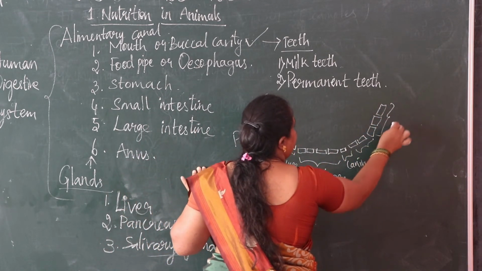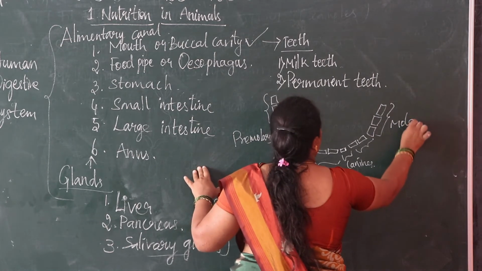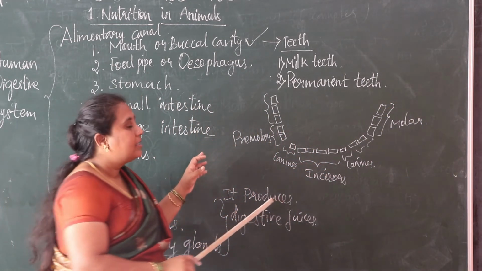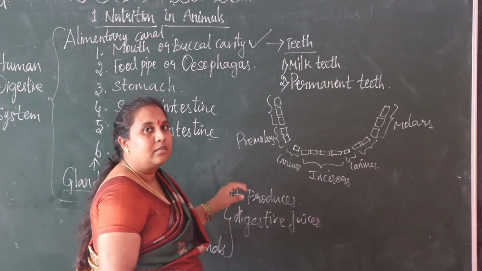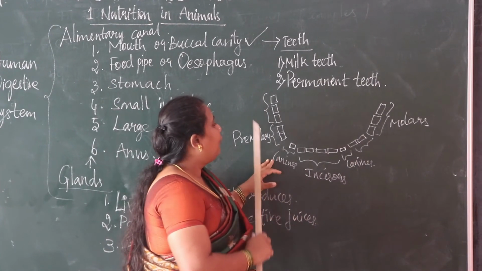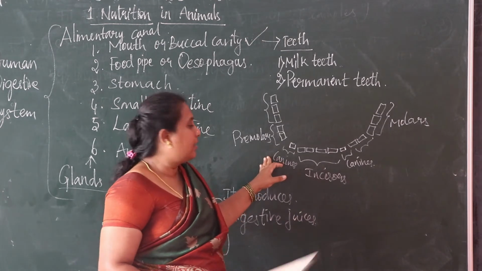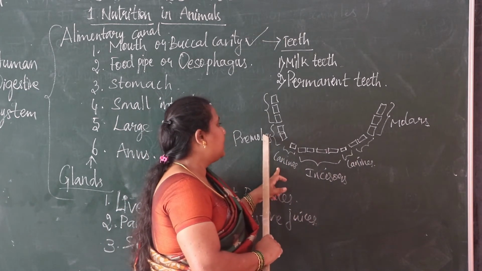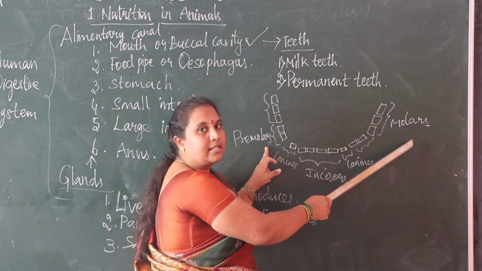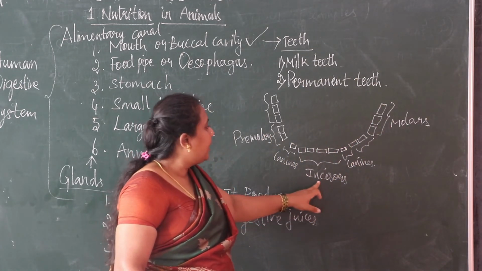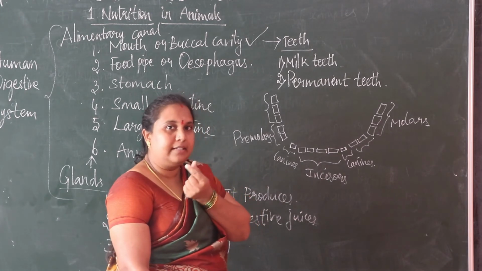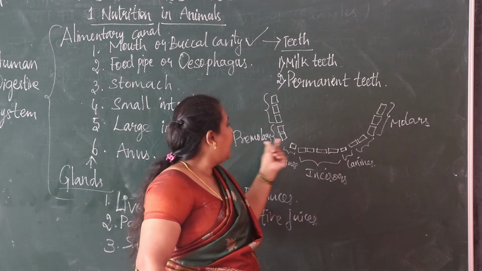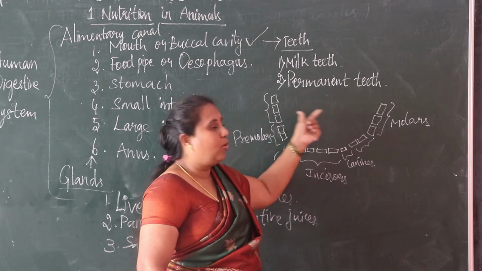So there are four types of teeth: incisors, canines, premolars and molars. Incisors are the front teeth, and then canines, then premolars and molars.